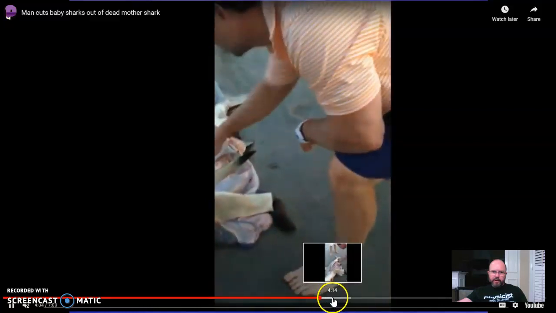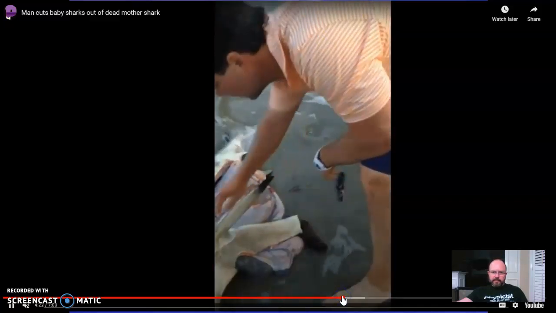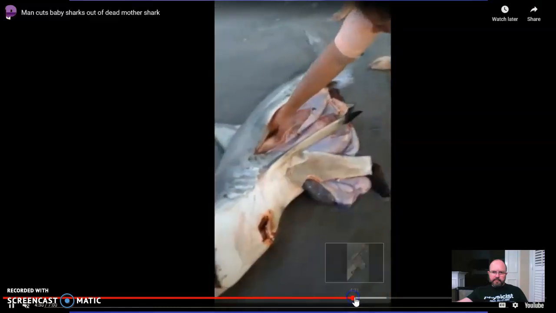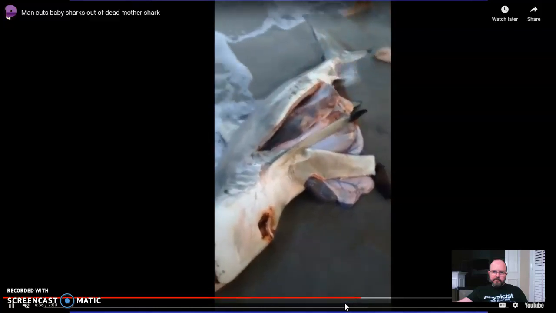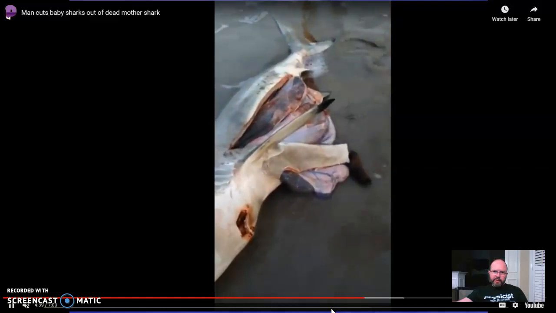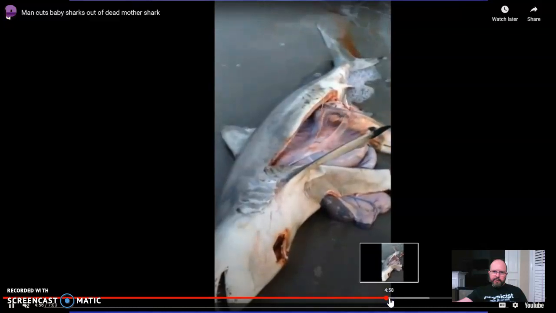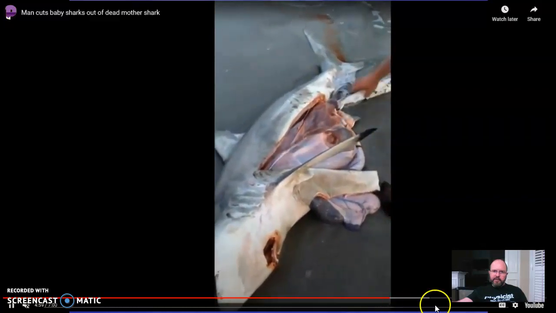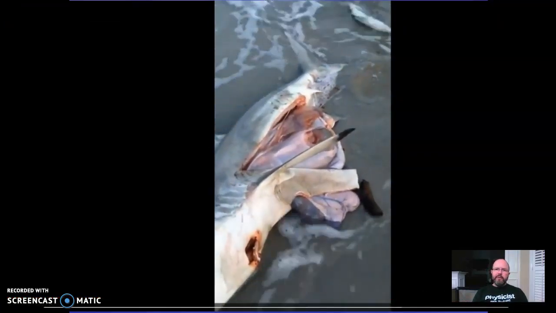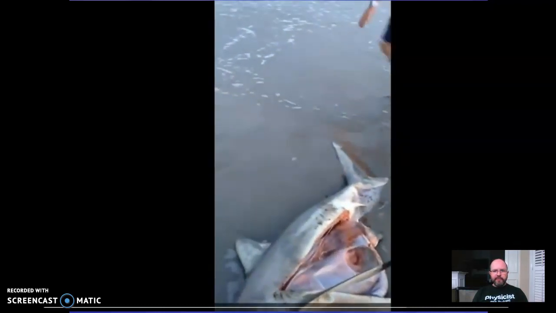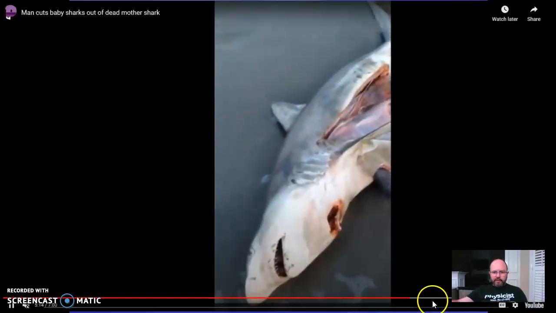Now you can see him moving quite a bit inside of there. Pulling the last of the tissue away around the shark. That one didn't look to be moving. There's some movement going on in there. That one's definitely alive. And he's going to toss it back out in the water and give that sucker a fighting chance. So that baby gets another day to try to survive.